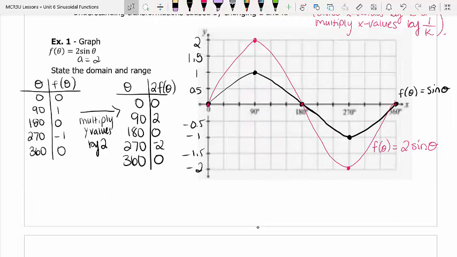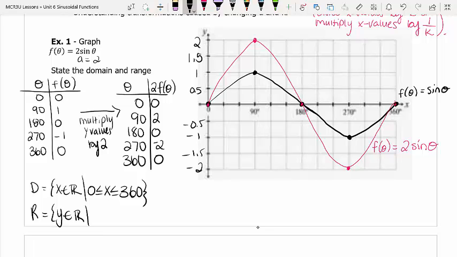Let's state the domain and range. You're always stating your domain and range of the final transformed graph. In this case, it's our pink graph. So our domain here is x is an element of the real numbers such that x is greater than or equal to 0, but less than or equal to 360. Keep in mind that these functions repeat themselves, but we are only dealing with the points from our table, so we do have restrictions in place. Same with the range. We have y is an element of the real numbers such that y is greater than or equal to negative 2, but less than or equal to positive 2.